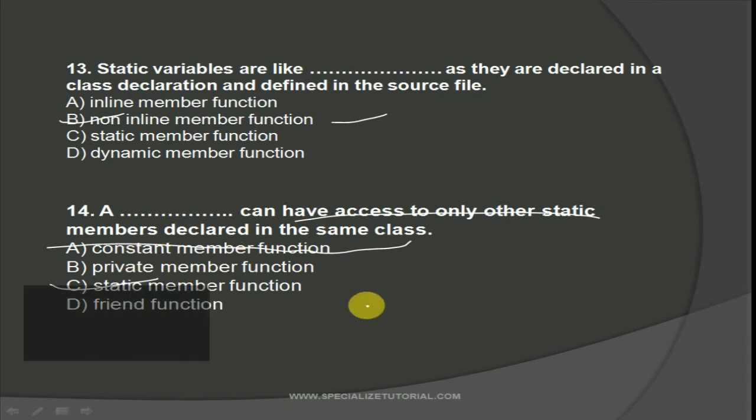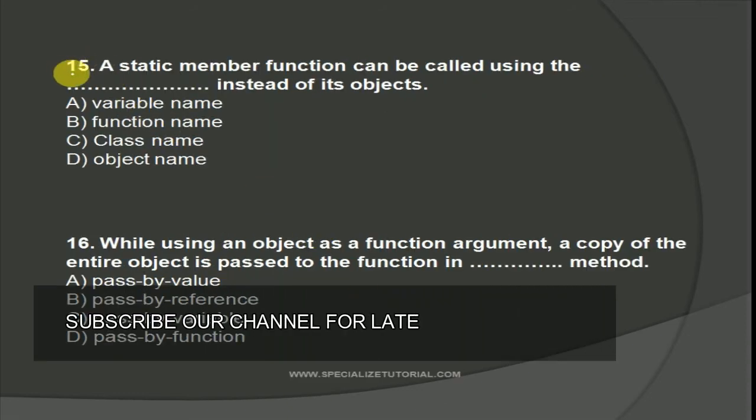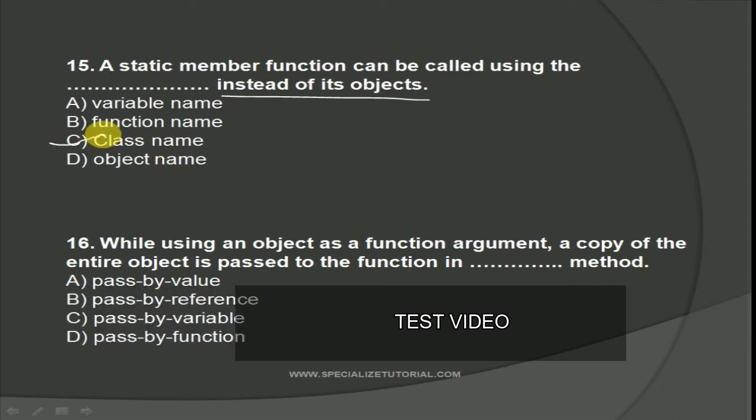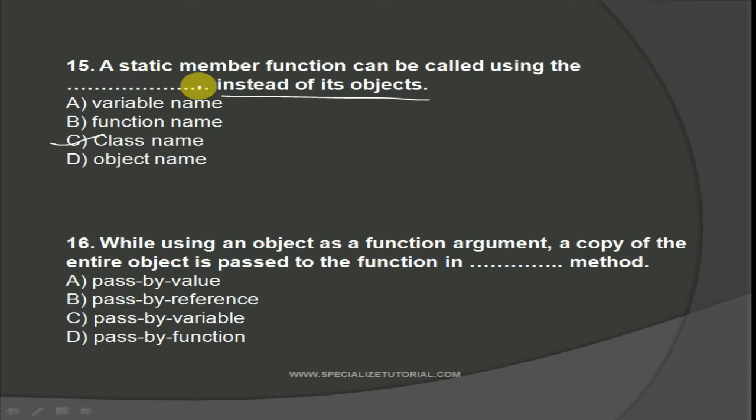Question number 15. A static member function can be called using the what instead of the object? The options are variable name, function name, class name, and object name. So it is the class name. Static member functions can be called using the class name instead of its objects.